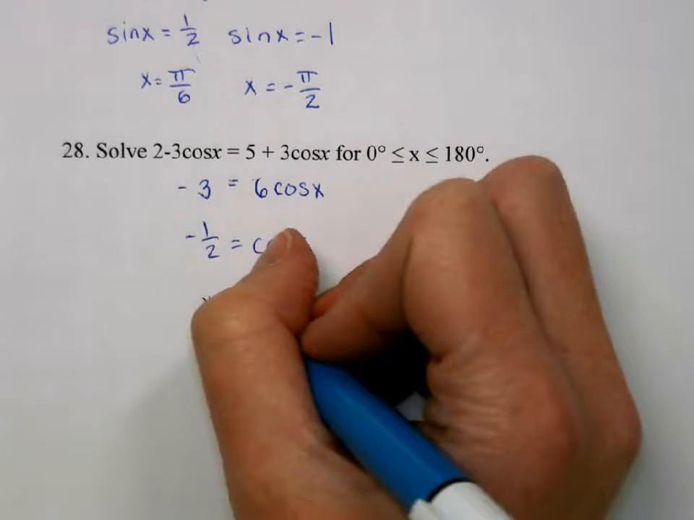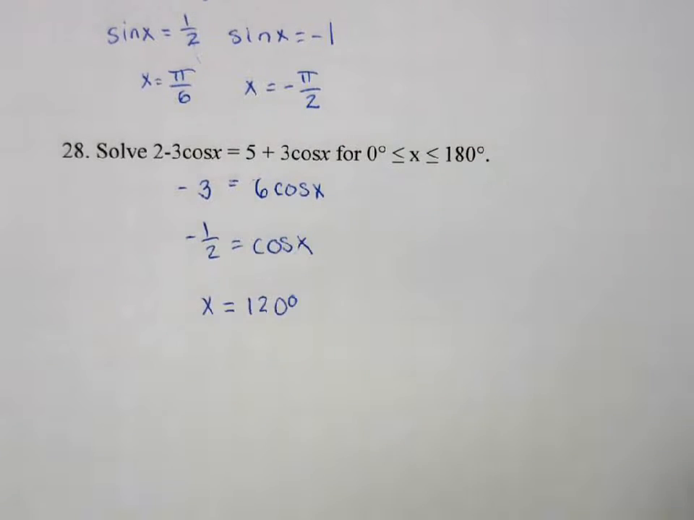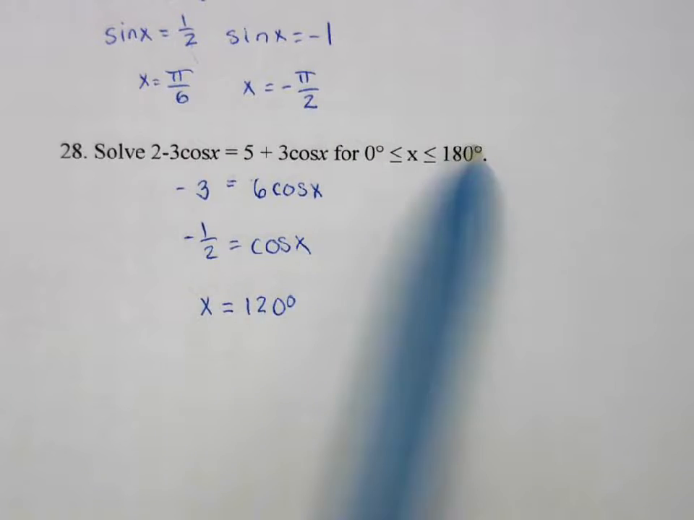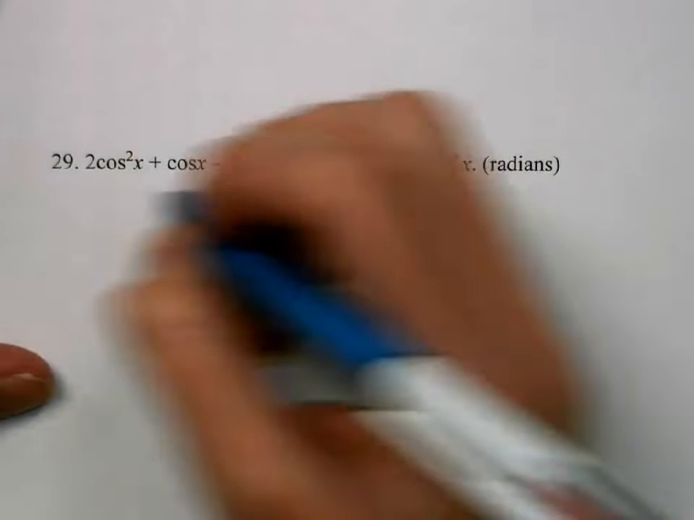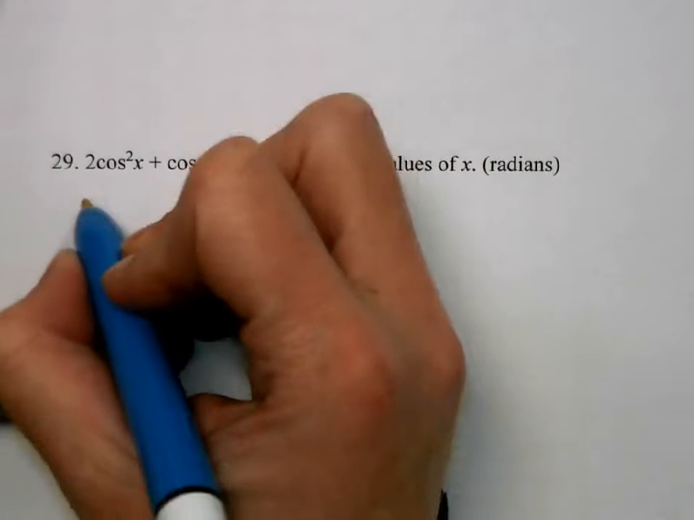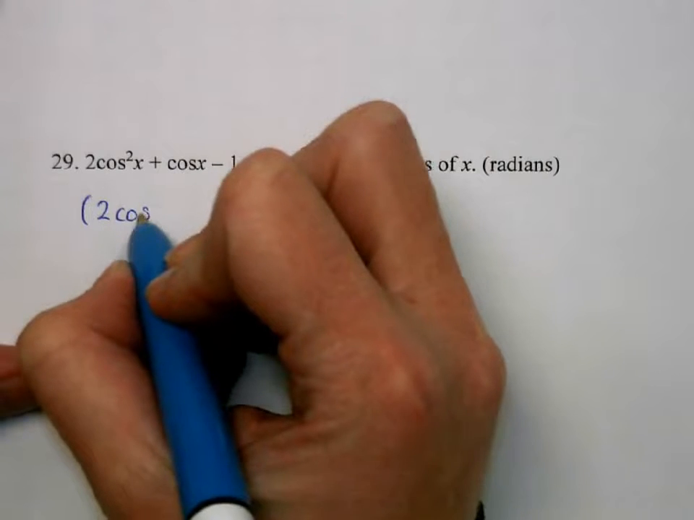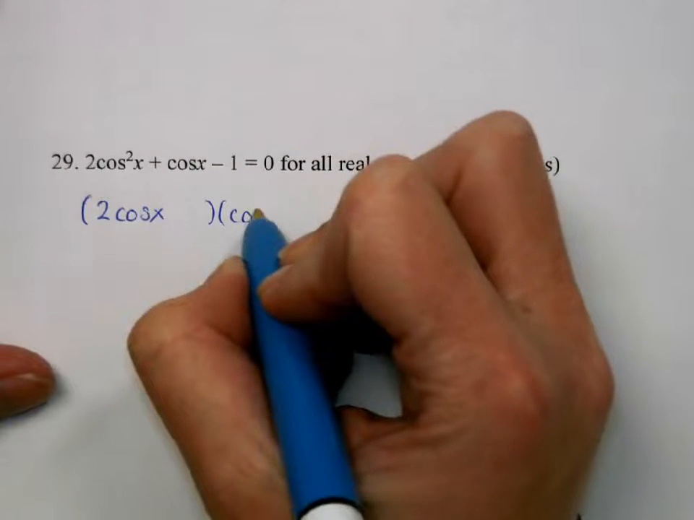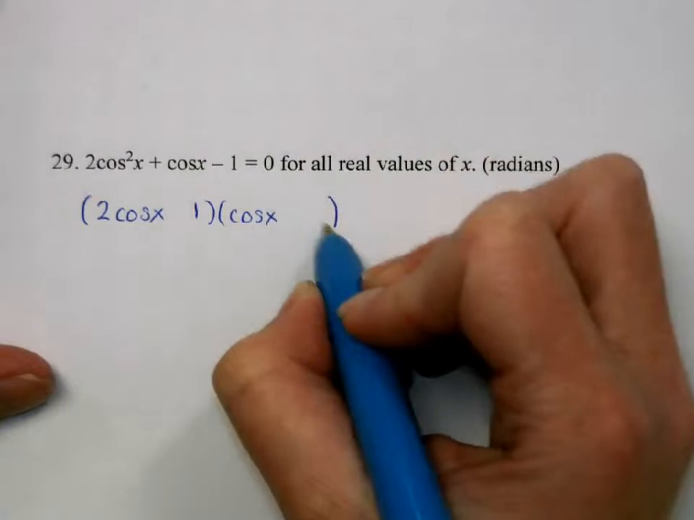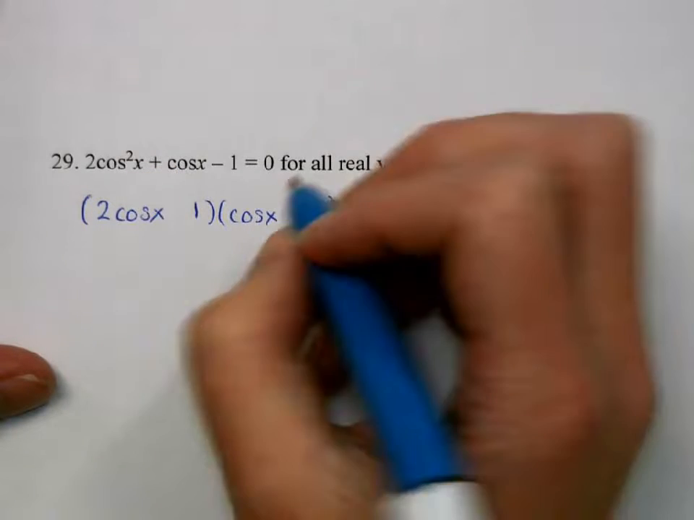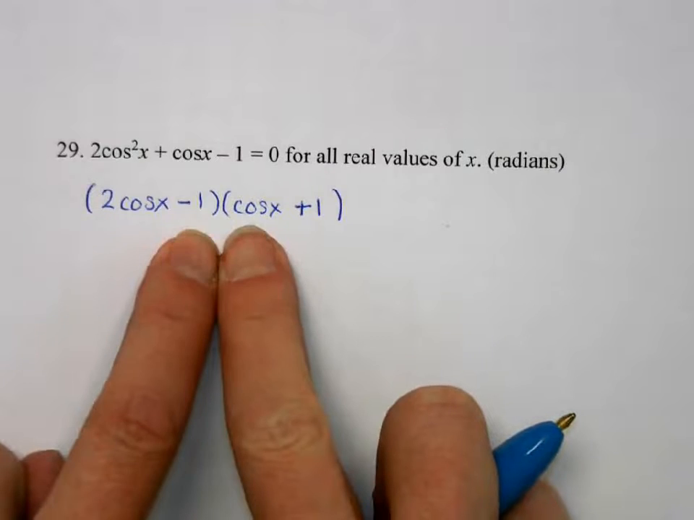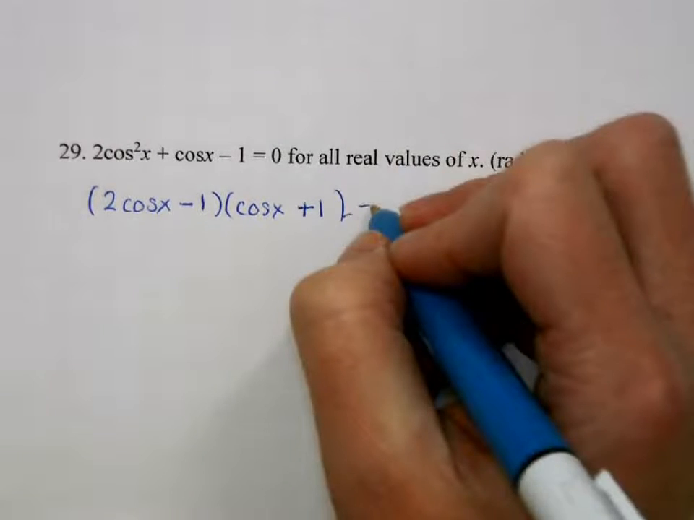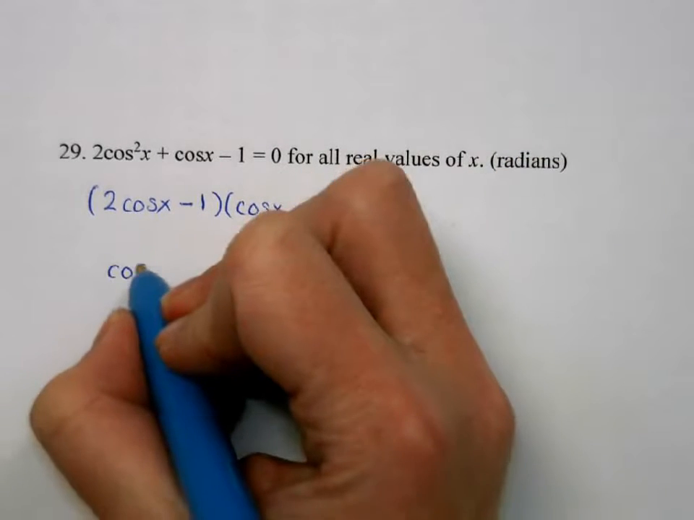Okay, this one looks very similar to the number 27 on this page. So this will be 2 cosine and cosine. This is 1 and 1. For this to be positive, this is positive, this is minus, because that would give me a plus 2 minus 1. So either cosine of x equals positive 1/2 or cosine of x equals -1. This is all real values in radians.